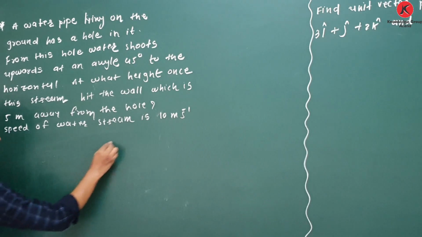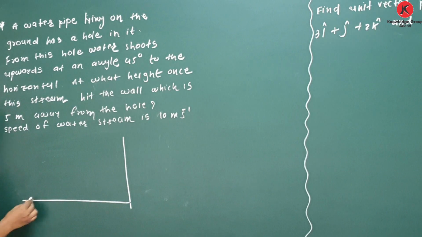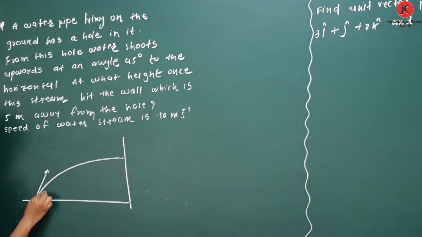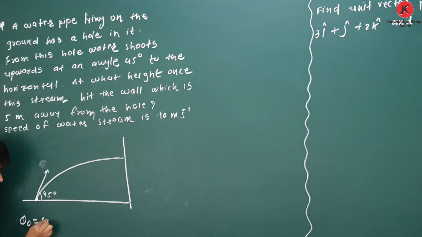Let this be the wall, this the ground, and the hole in the pipe is here. A water pipe lying on the ground has a hole in it. From this hole, water shoots upward at an angle of 45 degrees. This means the initial velocity is 10, and theta 0 is equal to 45 degrees to the horizontal. At what height will the stream hit the wall?